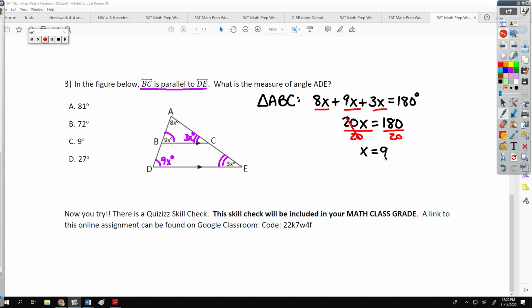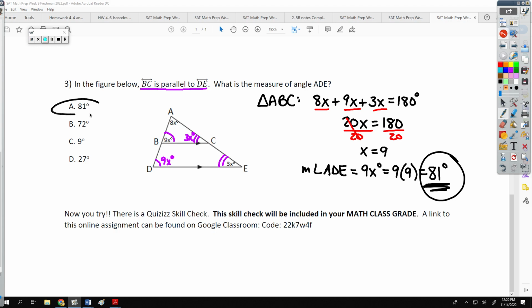We then need to turn around and say, what is the measure of angle ADE? Well, ADE corresponds to the angle that is 9 times x degrees. And now that we know that x is 9, we can plug that 9 in to find the correct answer to the question. ADE is an 81-degree angle.